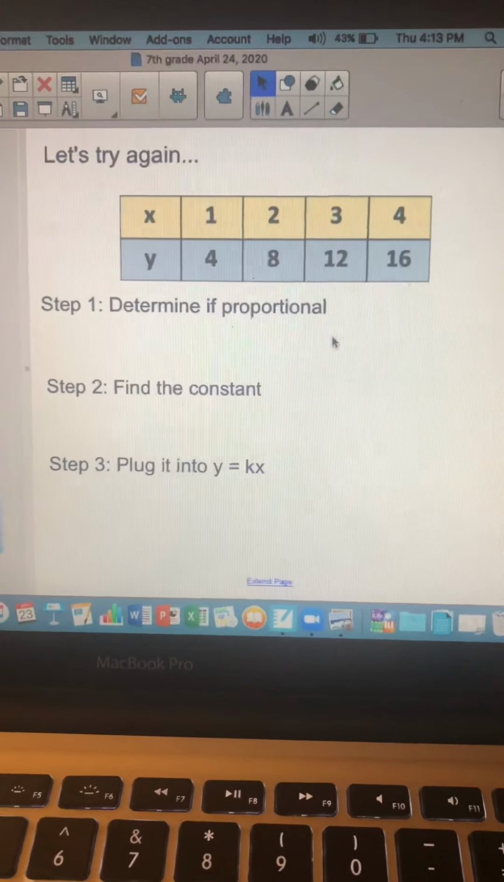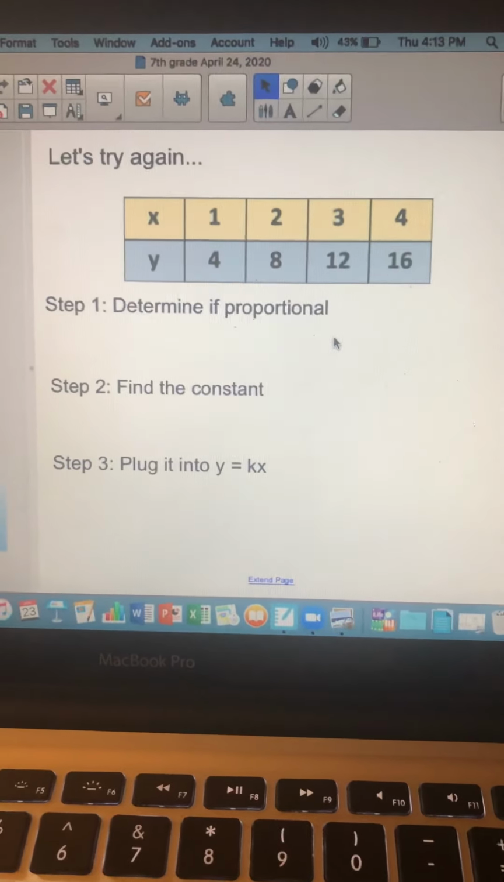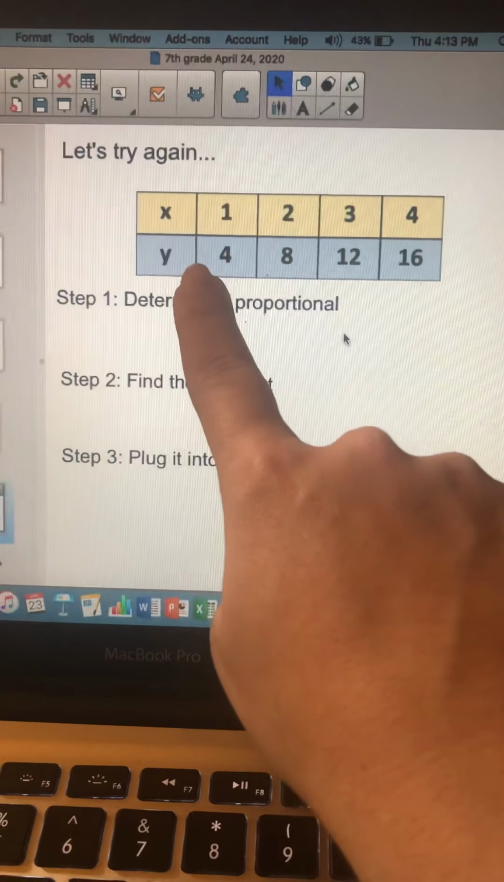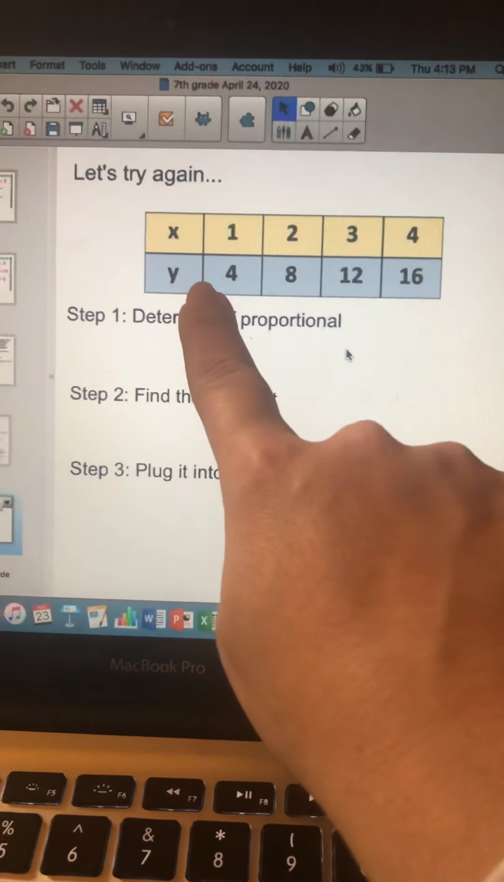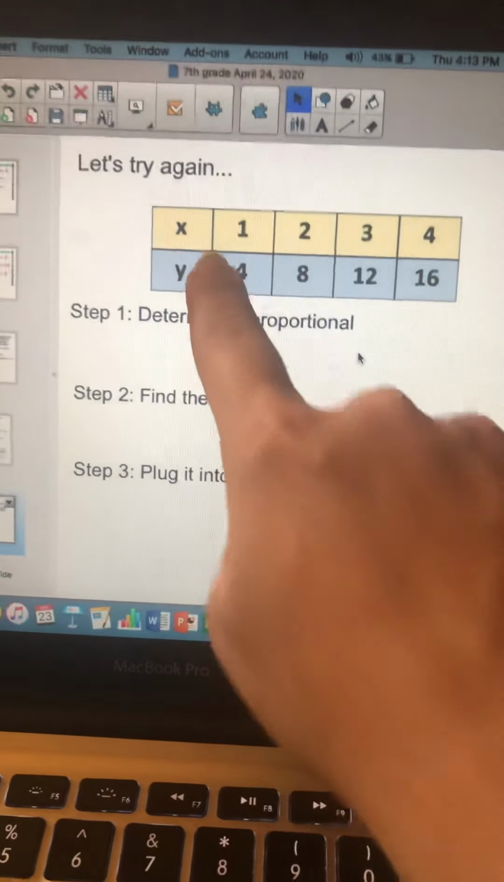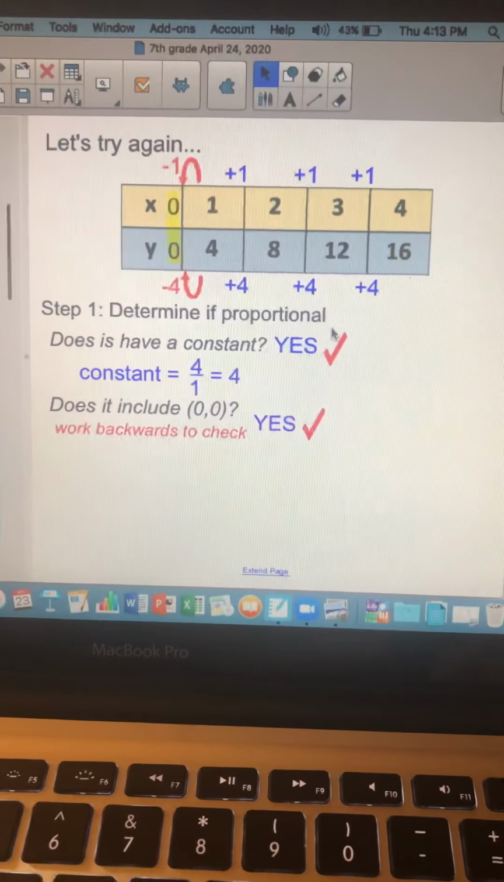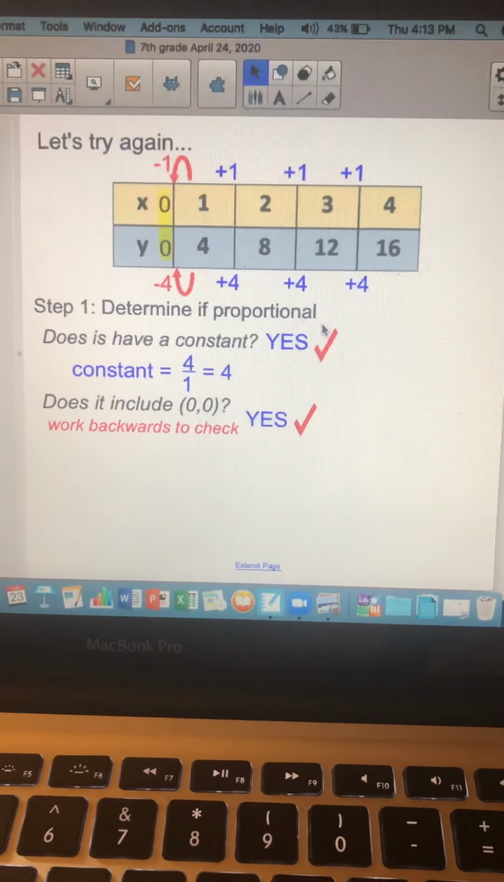And if we were to inverse this to check to see if 0 was there, 0 would be here. If I went backwards by 4, this would give me 0. And if I went backwards by 1, that would also give me 0. So we're going to say, yes, this table is proportional.